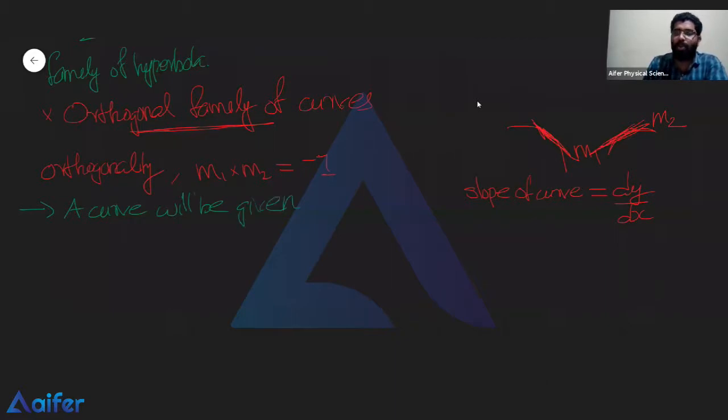You want to find the orthogonal family corresponding to this curve. What do you have to do? You have to differentiate and find the slope first, the slope of the given curve. And we know that if there is some constant, you can eliminate that constant also during this process. If any constants are there, you can eliminate them.